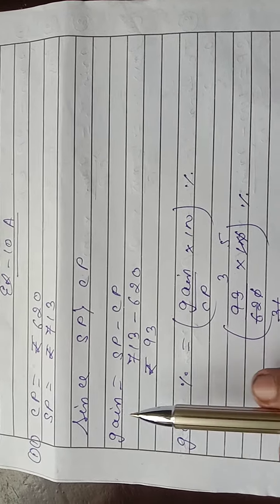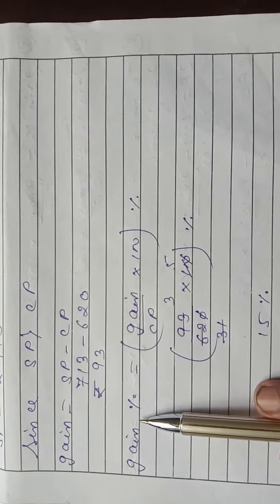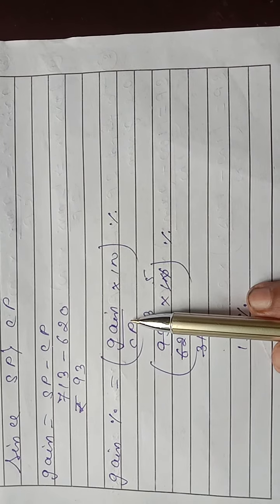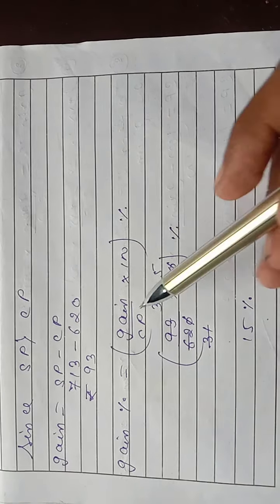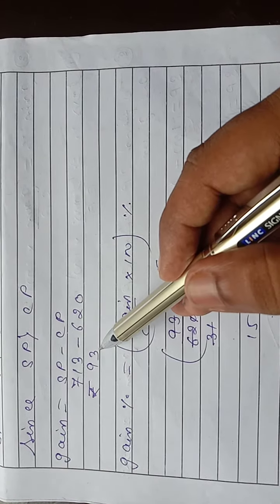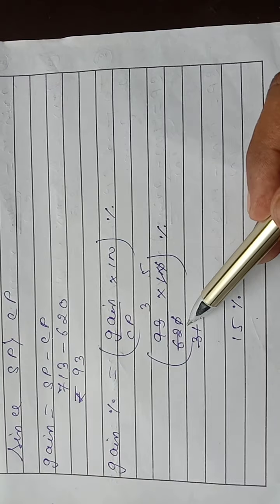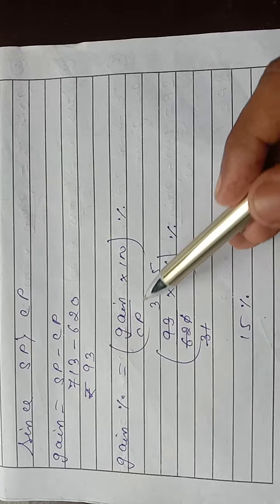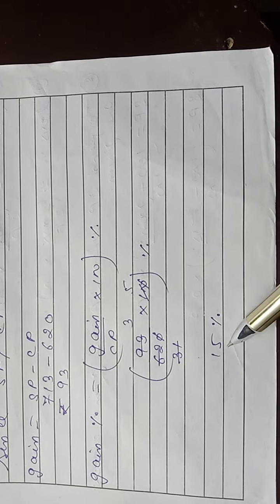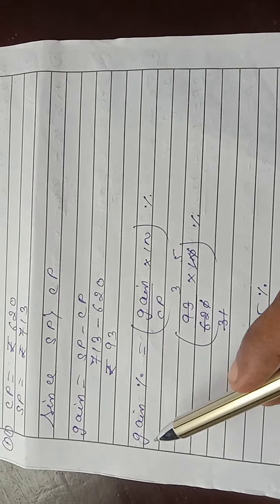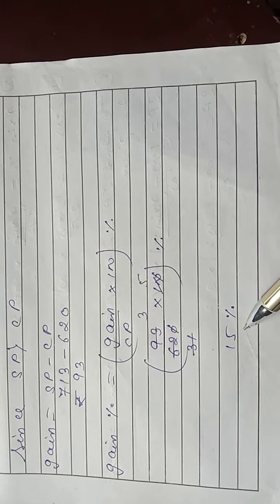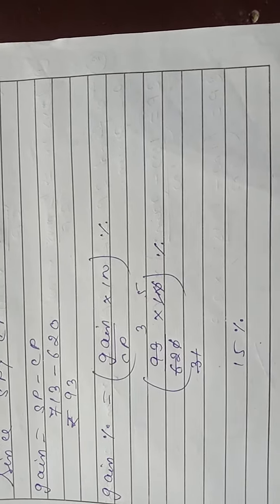We have got gain, so gain percent is gain by CP into 100. In place of gain, we have got 93. CP we have got 620 into 100. When you solve this, you will get 15%. So what gain percent we have got? That is 15%.